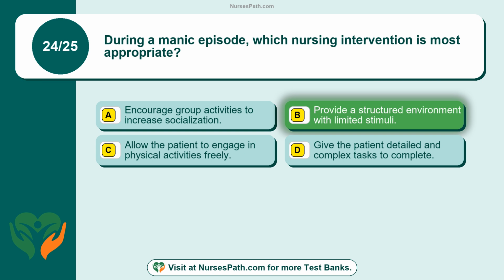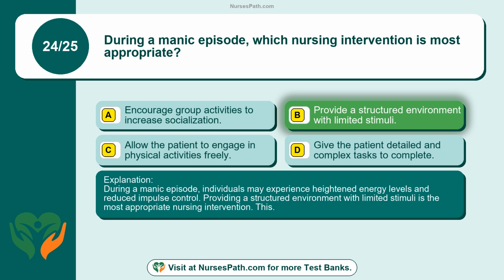The correct answer is option B. Provide a structured environment with limited stimuli. During a manic episode, individuals may experience heightened energy levels and reduced impulse control. Providing a structured environment with limited stimuli is the most appropriate nursing intervention.